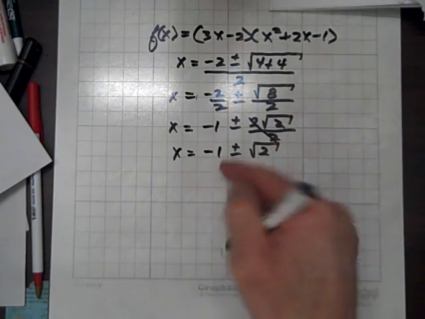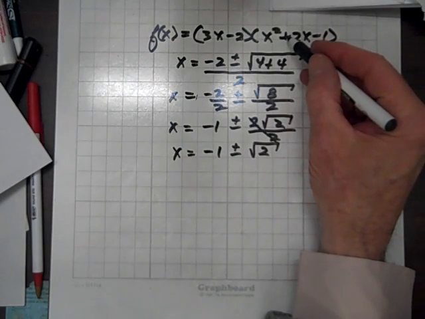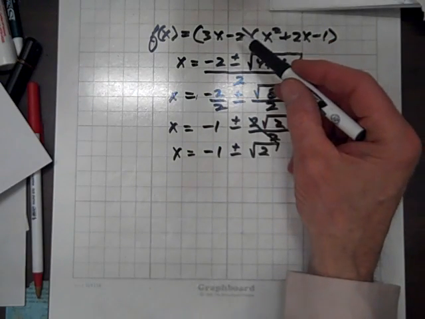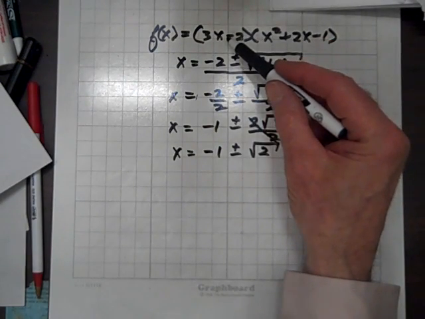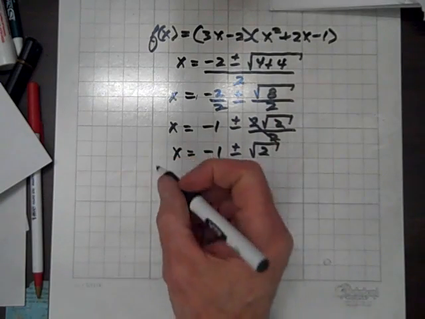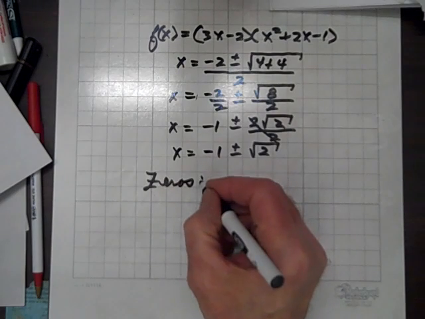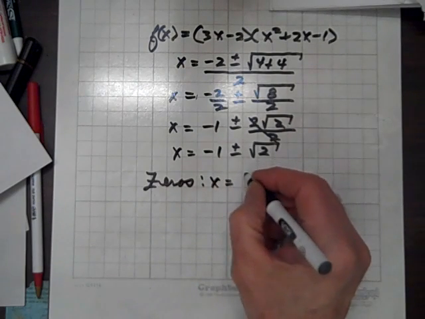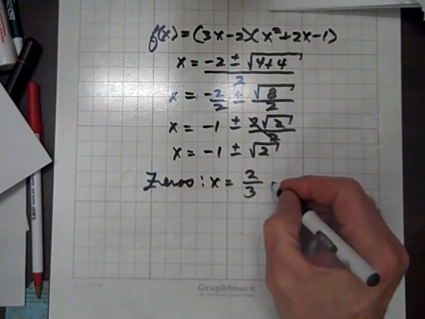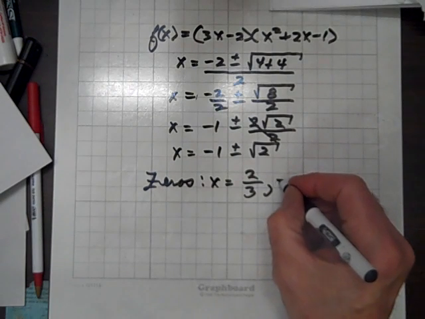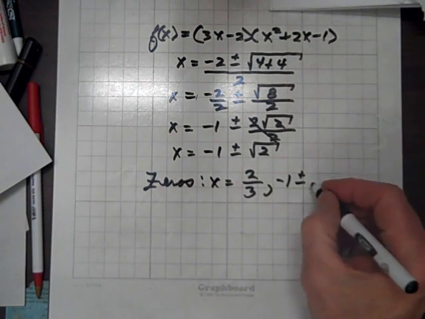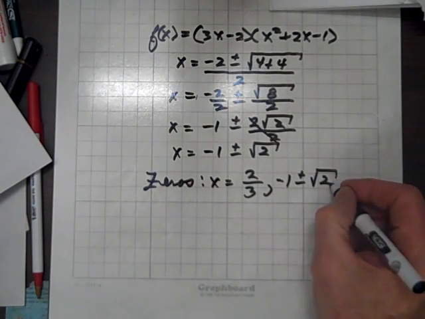These are the zeros of this quadratic factor, and 2/3 is the zero of the linear factor. So our zeros are x equals 2 over 3 and negative 1 plus or minus root 2.